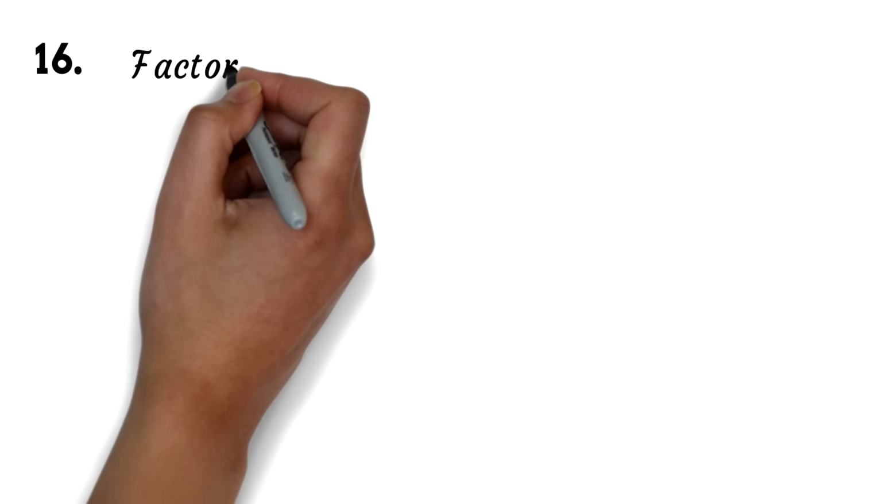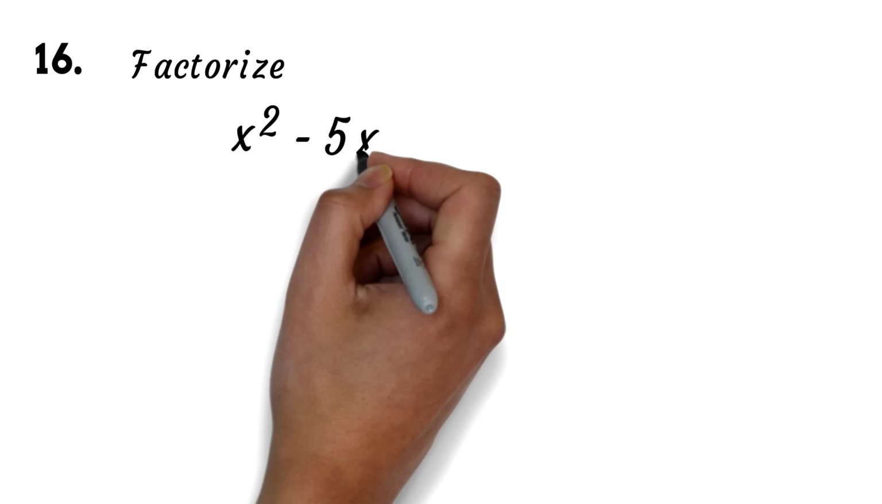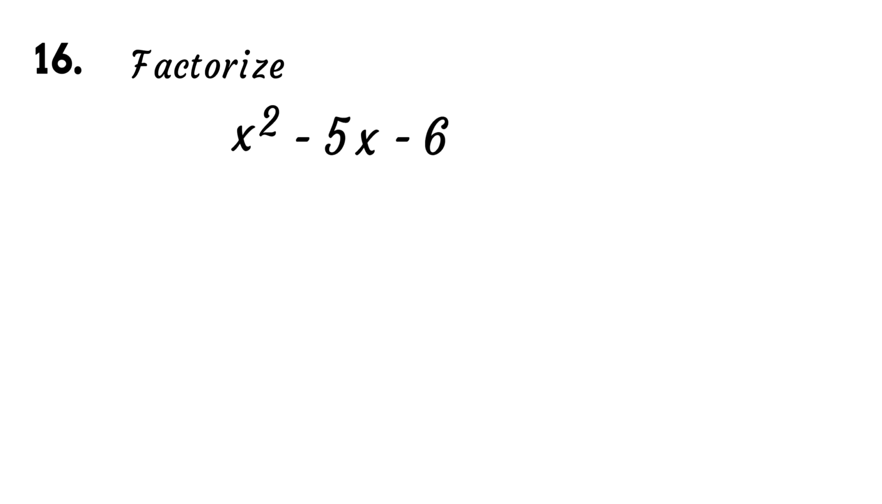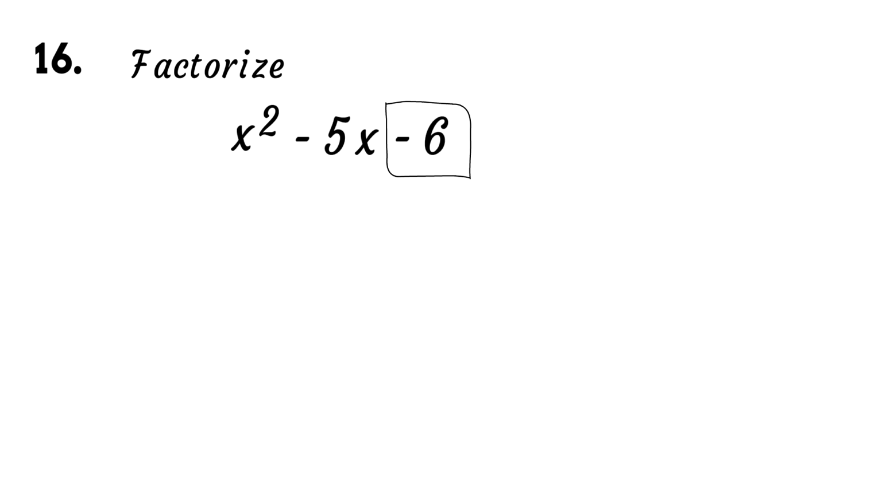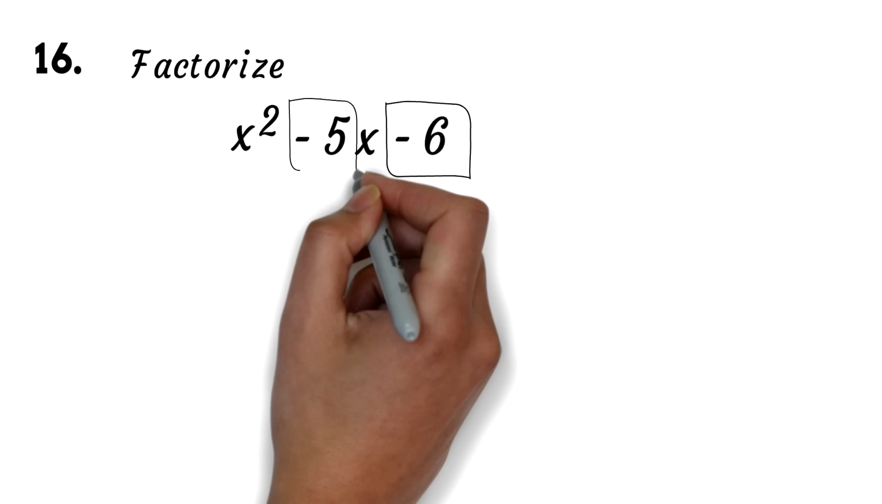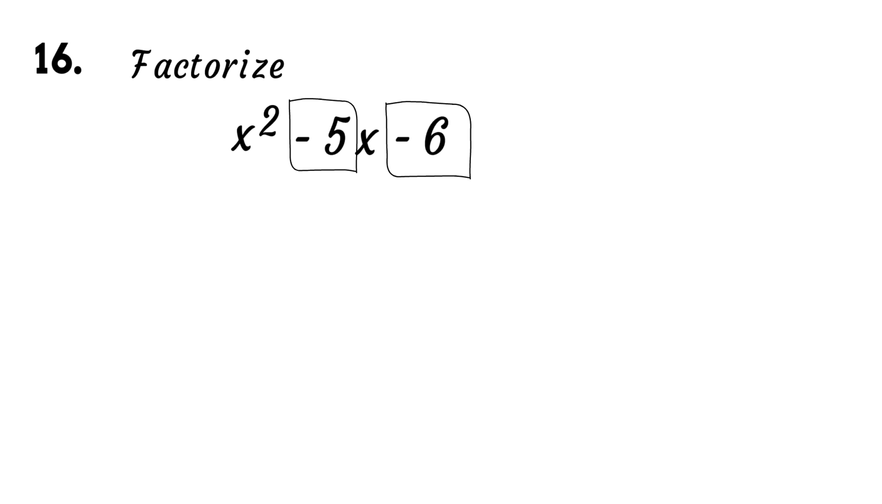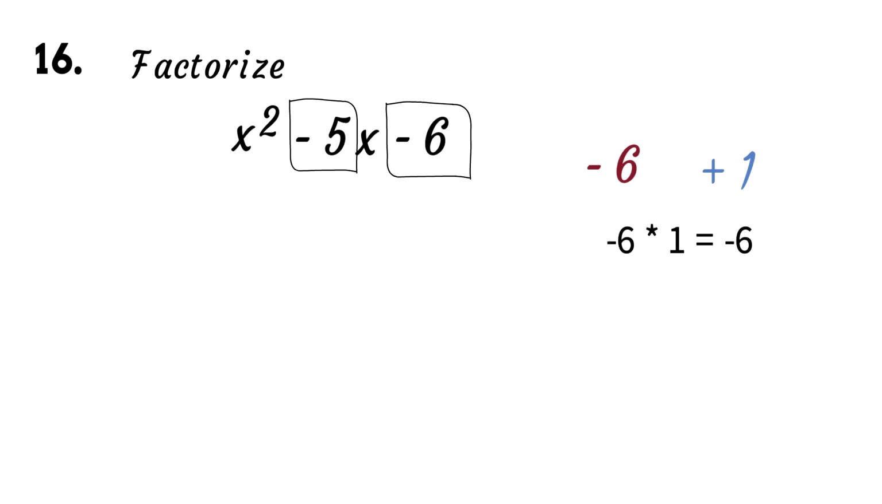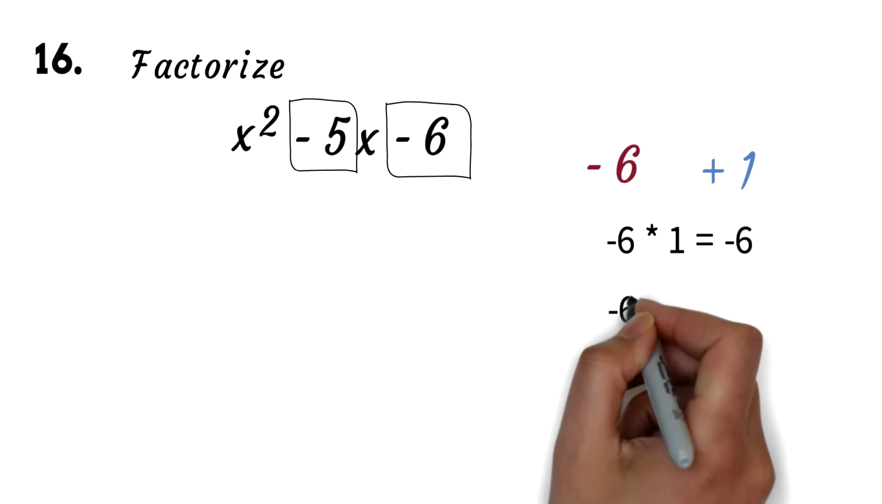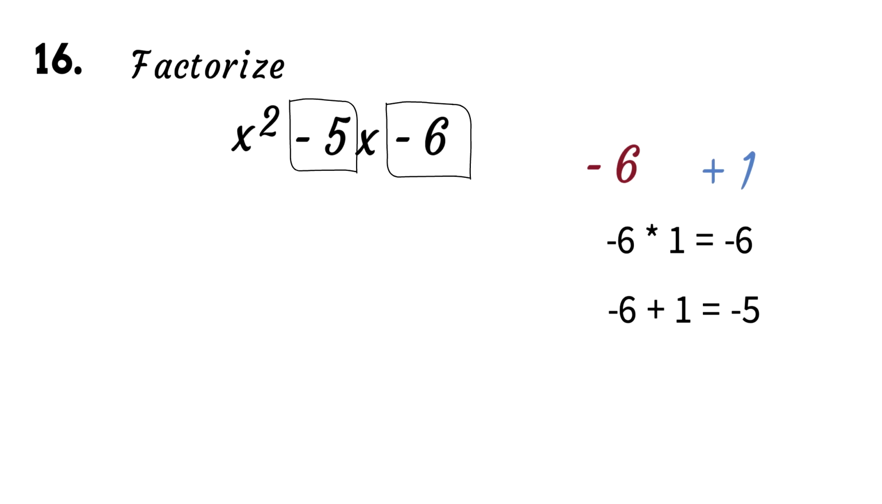We are factoring the quadratic x squared minus 5x minus 6. You will find two numbers that multiply to get the constant, in this case, the negative 6. The two numbers must also add up to get the coefficient of the x, which is negative 5. This takes some trial and error and depends mainly on how good your multiplication is. The two numbers here will be negative 6 and 1. Negative 6 times 1 will be negative 6. Negative 6 plus 1 will be negative 5.